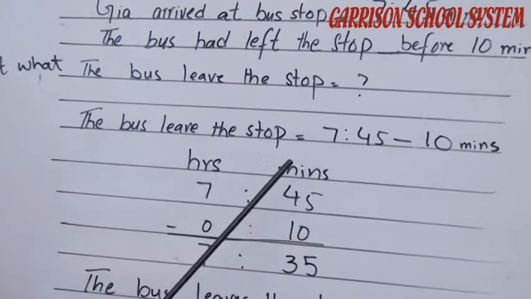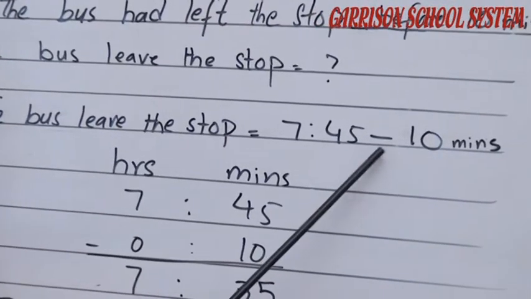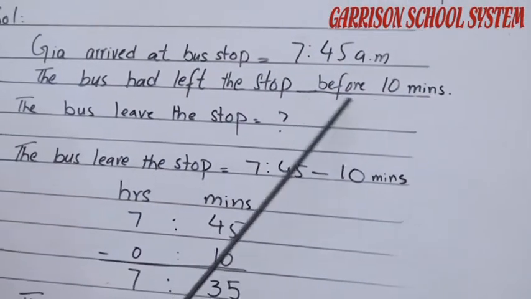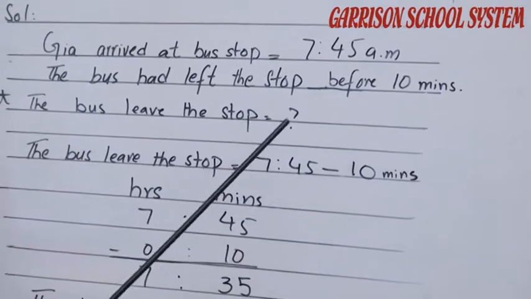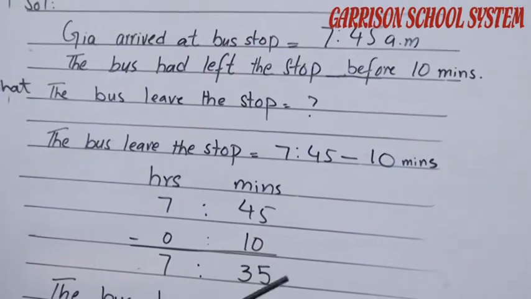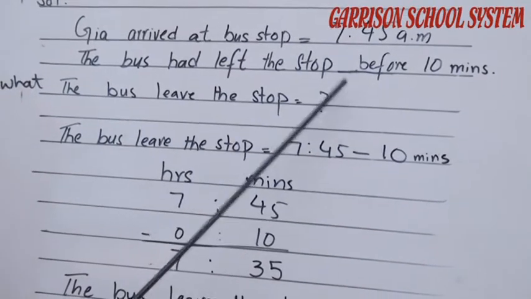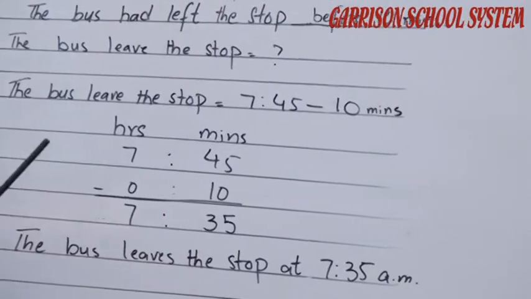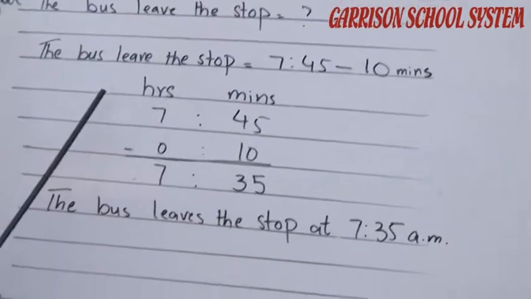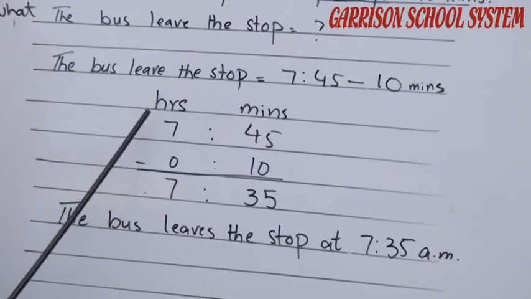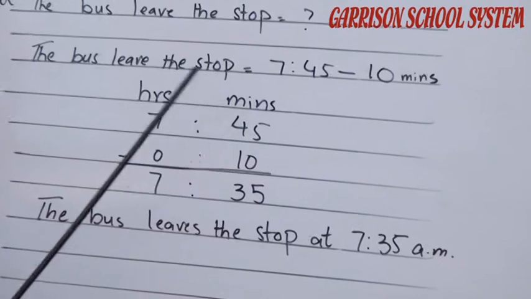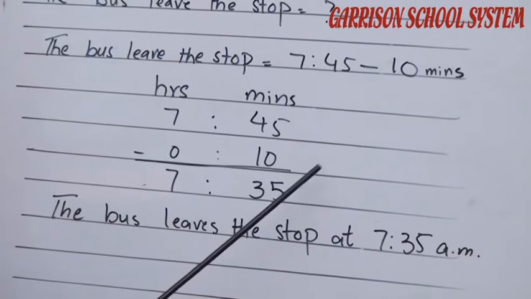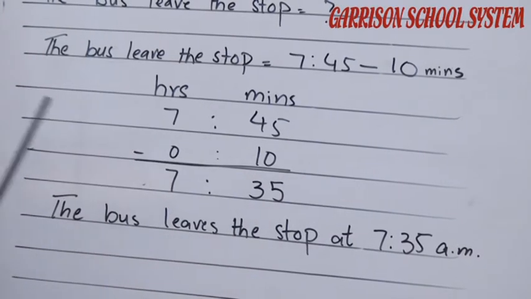So the bus left the stop at 7:45 minus 10. Why do we subtract it? Because the bus left the stop 10 minutes before. If the bus left the stop 10 minutes after, then we would add it. Before 10 minutes, so we subtract from 7:45. The same applies to exercises 3, 4 and 5. We write here hours and minutes. This is 7 hours and 45 minutes, and here only minutes are mentioned, hours are not mentioned.